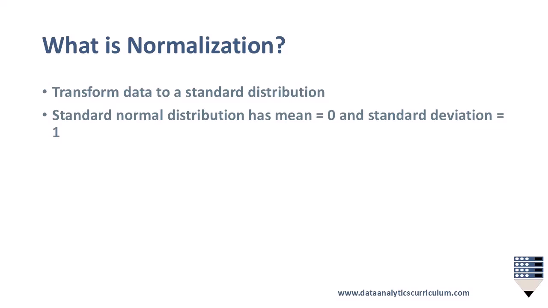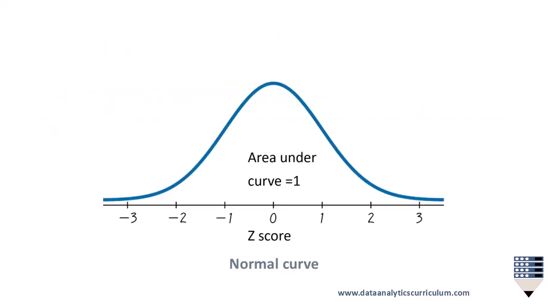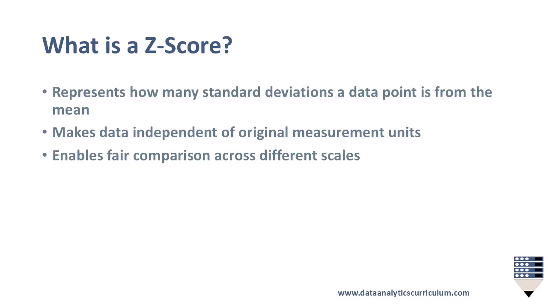What is normalization? Normalization is the process of transforming data to a standard scale or distribution. It adjusts data so that it can be compared fairly, even if the original measurements were on different units or ranges. In a standard normal distribution, the mean is 0 and the standard deviation is 1. This allows you to see how far each data point is from the average, in standardized terms.